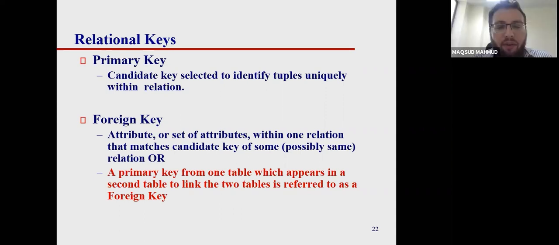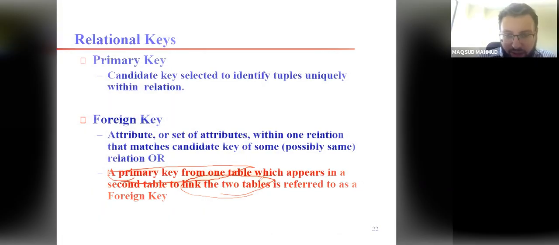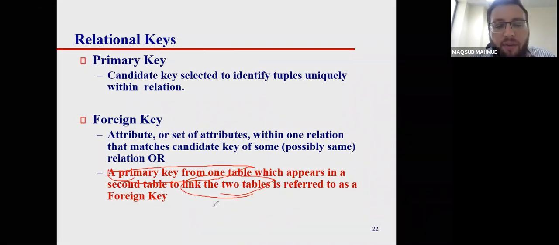So a primary key from one table appears in a second table to link the two tables. For joining two tables, what we do is transfer the primary key of one table into another table as a foreign key. So that key column becomes a foreign key over there. The primary key is not repeated. The primary key is unique, but a foreign key you can duplicate, no problem, right?